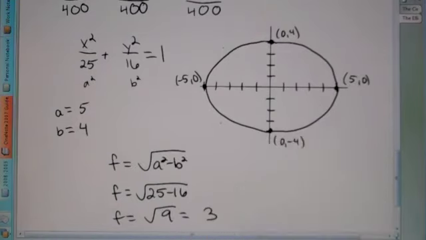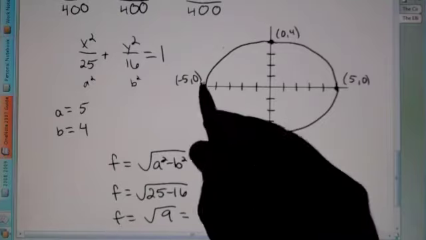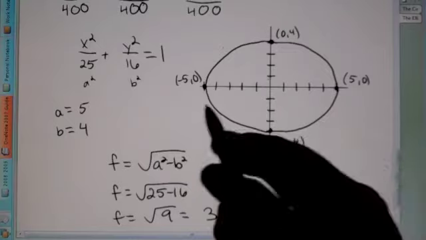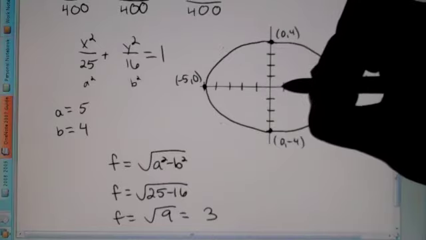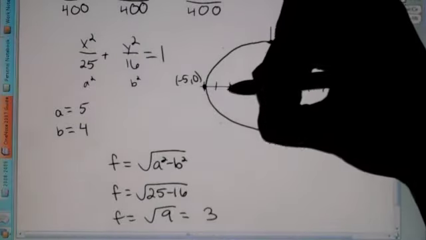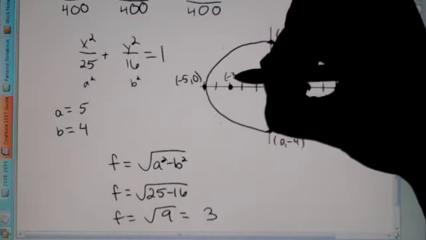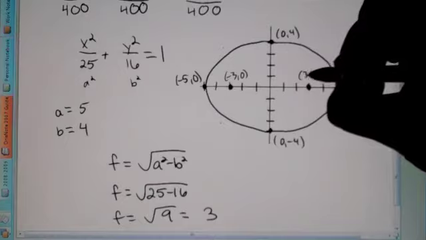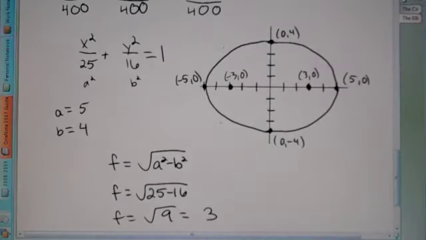So 3 is the distance between the center of the ellipse and the focal point. And again, the focal points, or the foci, will always be on the semi-major axis. So the longer axis, that's where the focal point is going to be. So I'm going to go over 1, 2, 3, and then 1, 2, 3 back. So this is (-3, 0). This is (3, 0). And there you go. Now you're not connecting anything from the focal points. You're just plotting them. Okay?